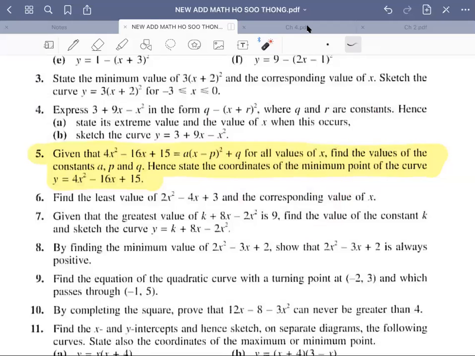So you don't have to find the other parts of the graph. You just need to find P and Q, or in other words, H and K. Only that. And then once you have those H and K or P and Q, that's it. That's your minimum point right there.